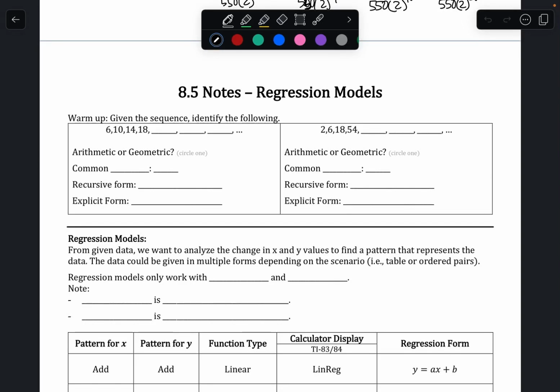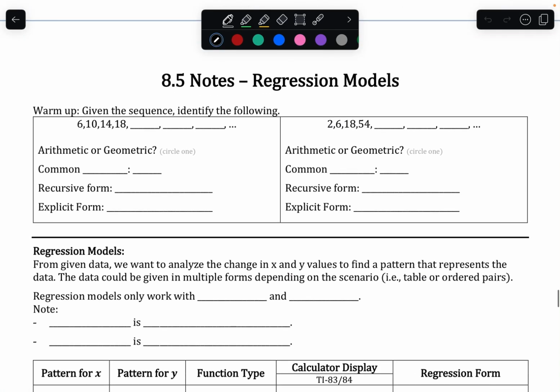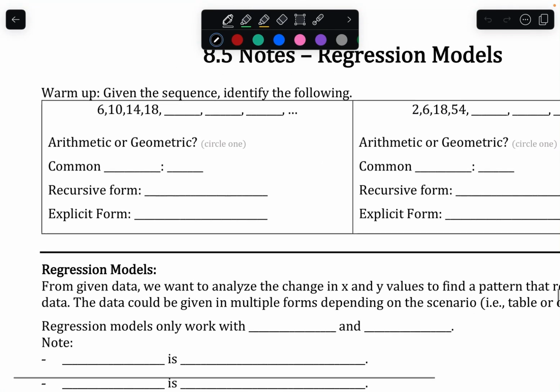All right, in this lesson, we are going to talk about regression models. And so we're going to start with a warm-up over arithmetic and geometric sequences. And so given the sequence, identify the following. So in our first sequence, it is adding 4 each time.